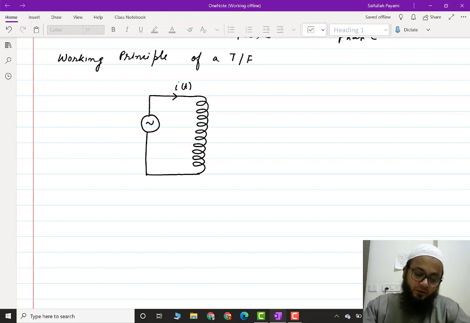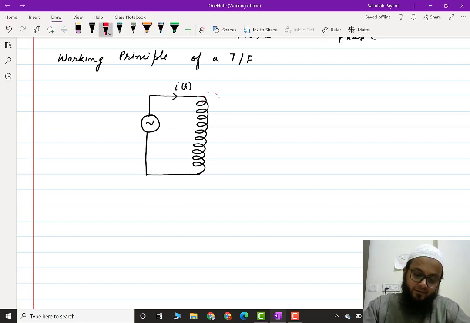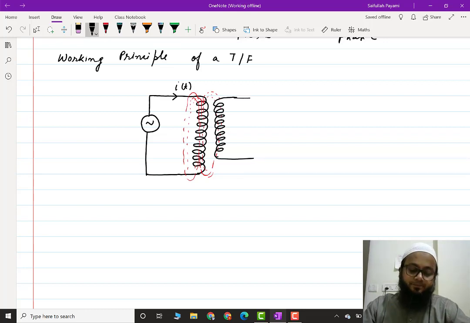Okay, so if you can see that, it will have some magnetic field lines like this. Okay, so it will produce magnetic flux depending upon the direction of the current. If we place another coil near to the previous coil in such a way that some of the magnetic field lines actually link this coil as well.